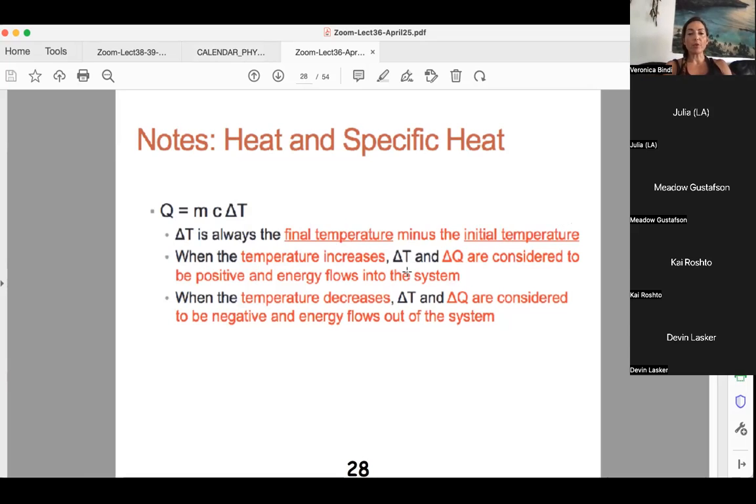So when the temperature increases and you have delta T, which is positive, delta Q is also positive, and the energy flows into the system. It's positive because the mass is positive, c is always positive. So if delta T is positive, delta Q is positive and energy is flowing into the system. While when the temperature decreases, delta T is negative, delta Q is negative, and the energy flows out of the system.